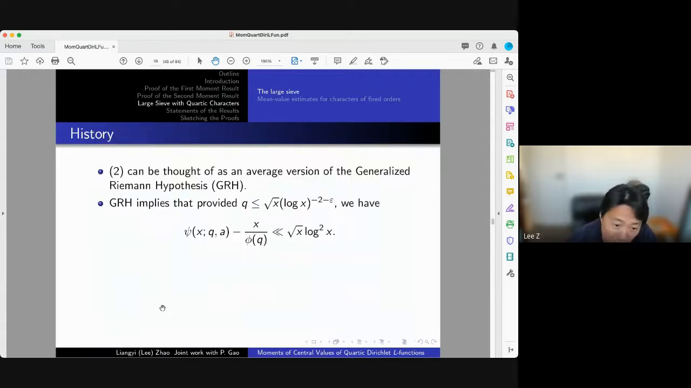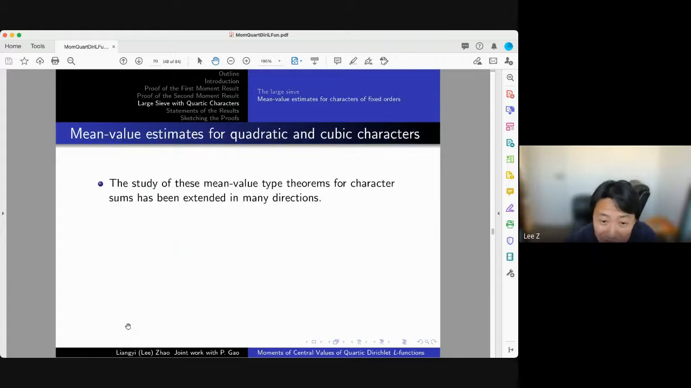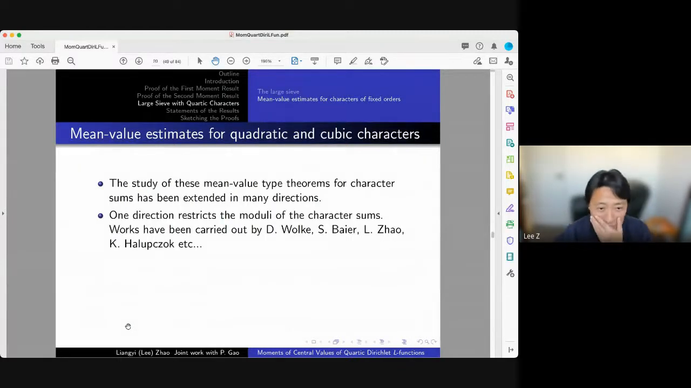You can average over q up to x to the 1 minus epsilon. I see that I'm running out of time. So there are many directions to extend the large sieve inequality. One direction is to restrict over moduli, which is studied by many authors, including Stefan and myself.